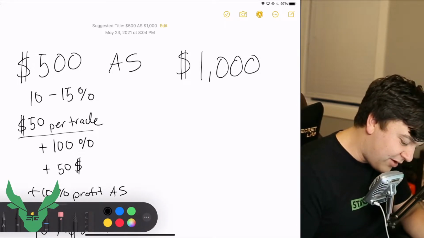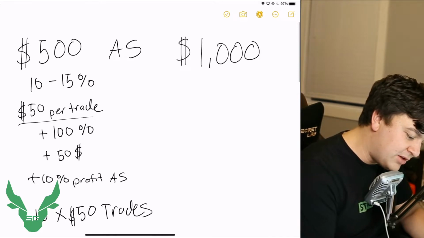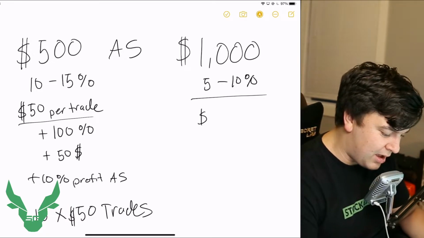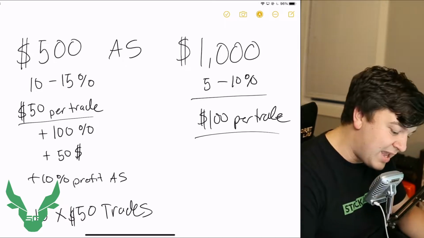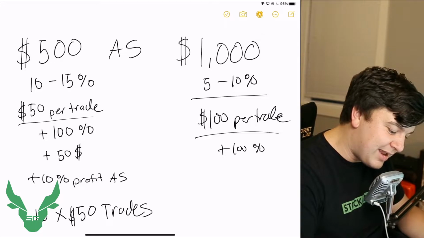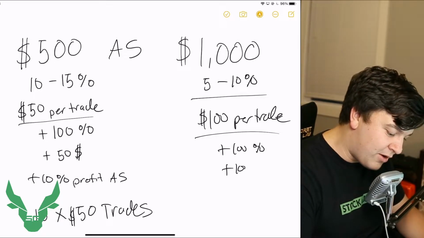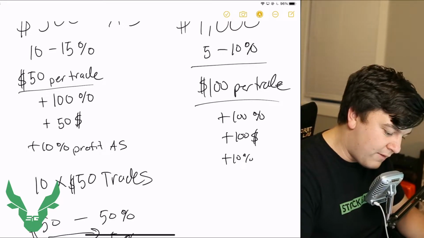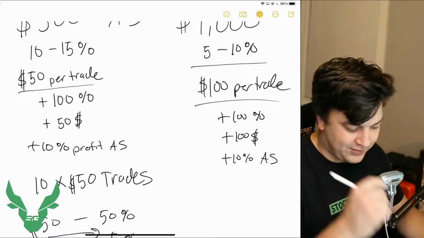With a $1,000 account size, I would use anywhere from 5 to 10% of your account, which means that is $100 per trade. If you were to hit 100% on a trade, guess what? You hit $100 in profit, and that is 10% of your account size in profit.